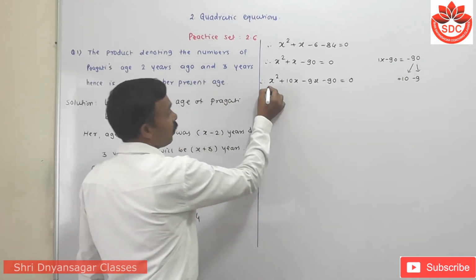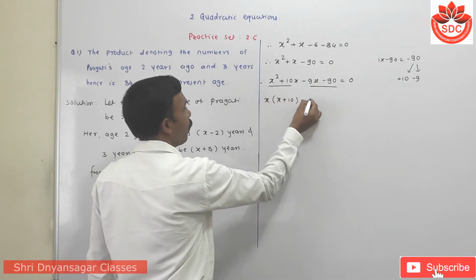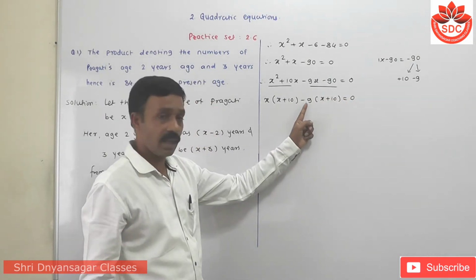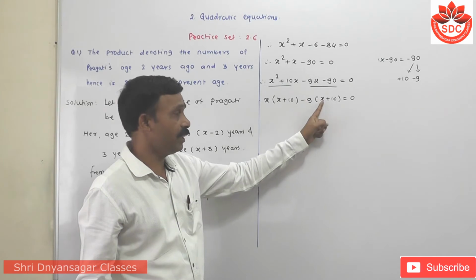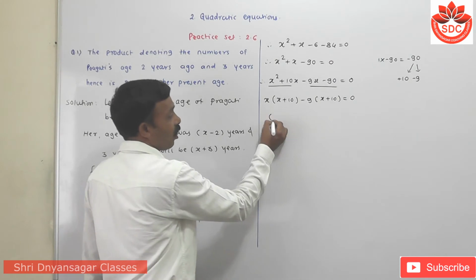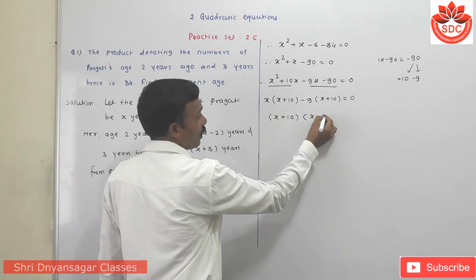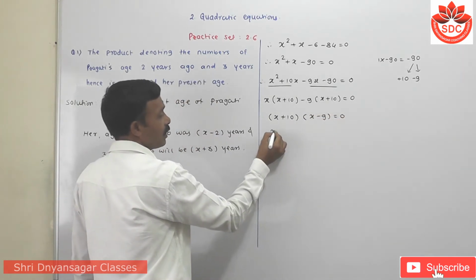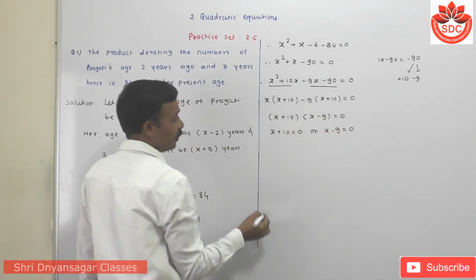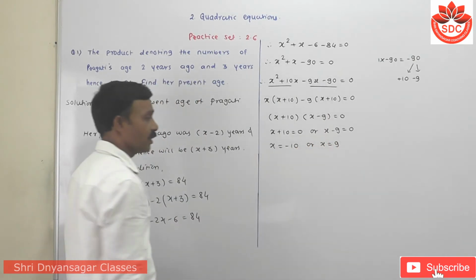Then take the groups of two terms. Take common x in the bracket: x(x plus 10) minus 9(x plus 10) is equal to 0. When we multiply minus 9 with this bracket, we get minus 9x and minus 9 times 10 is minus 90. Then write the common bracket first, x plus 10, and the remaining in another bracket, x minus 9, is equal to 0. Means x plus 10 is equal to 0 or x minus 9 is equal to 0. So x is equal to minus 10 or x is equal to plus 9.